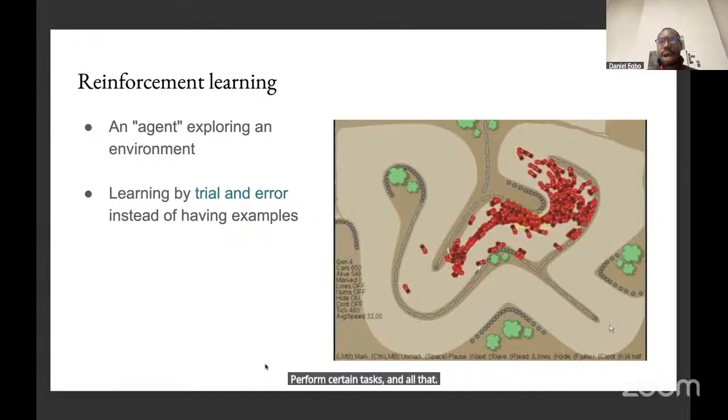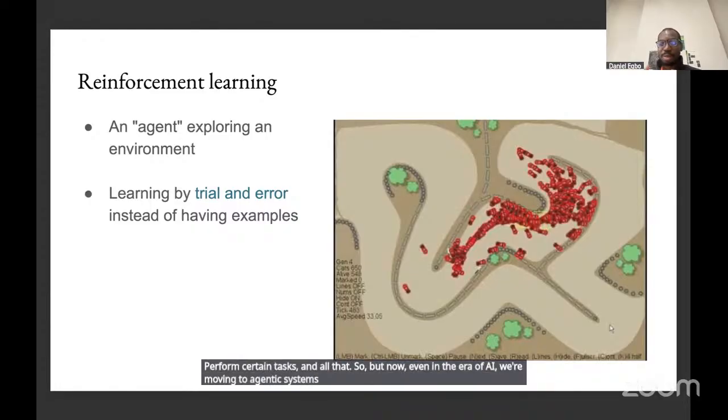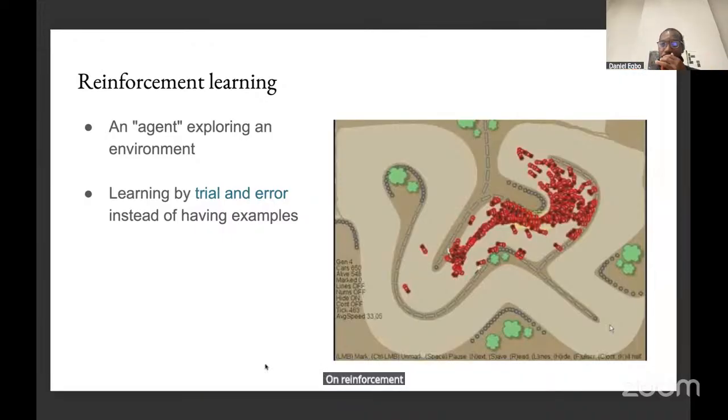But now, even in the era of AI, we're moving to agentic systems. But reinforcement learning is not part of what we're going to discuss anyway. If you want to learn more about it, there are a couple of courses. I think Harvard or MIT has one that is freely available on YouTube on reinforcement learning. Hugging Face also has their own course on reinforcement learning.